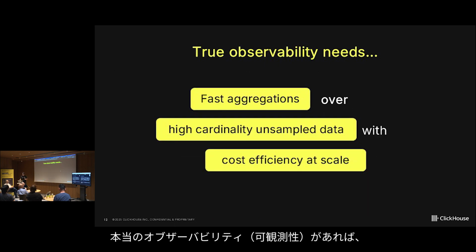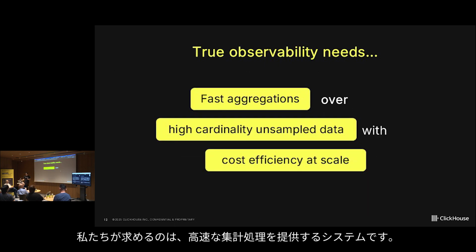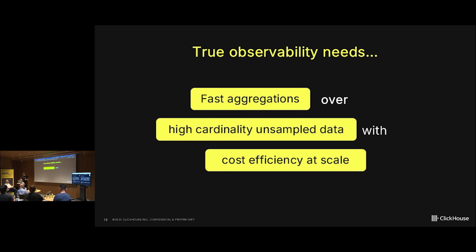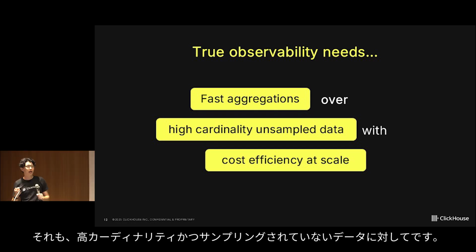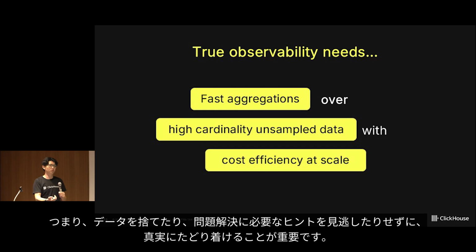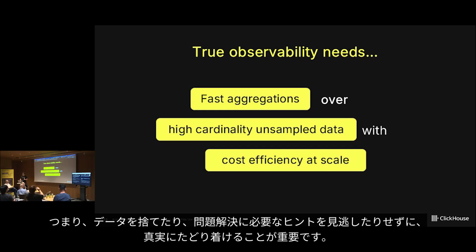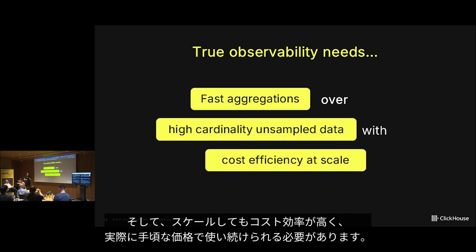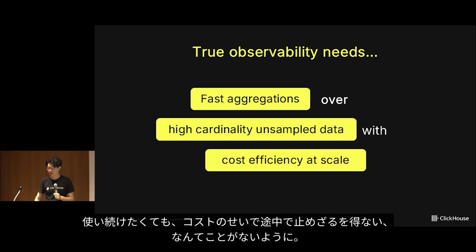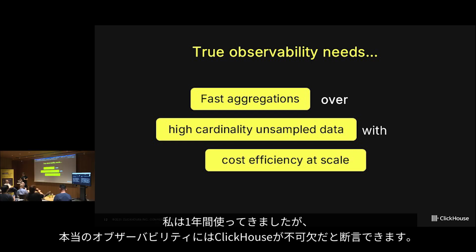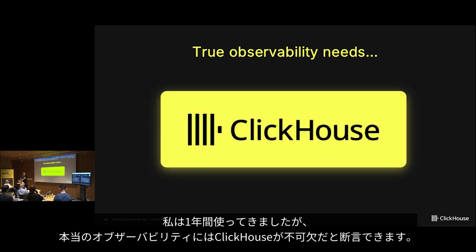So really with true observability, we really want a system that has fast aggregations over high cardinality unsampled data so that you can get to the source of truth without throwing away data or hints that you need to solve a problem. That's still cost effective at scale, so you can actually afford it instead of turning off of it after using it for a year, basically. And really, what I'm saying is that true observability needs ClickHouse.